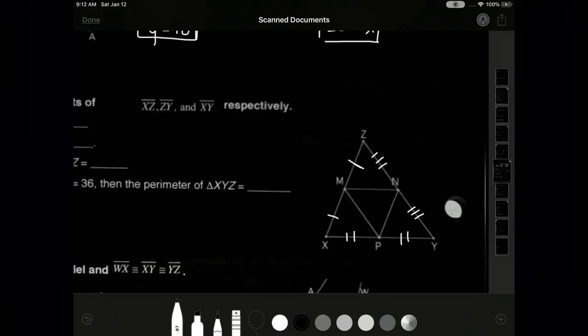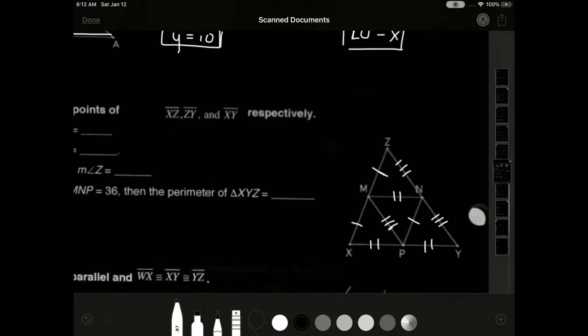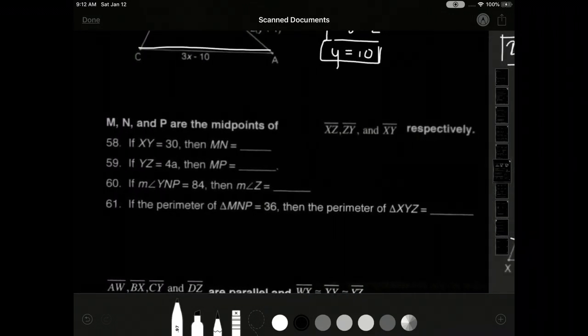The other thing that we know is that MN is half of XY, which means that it ends up being congruent to the two small segments. We know that NP is half of ZX, so these are congruent. And in our last one, MP is going to be congruent to the parts of ZY. Knowing that, let's take a look.